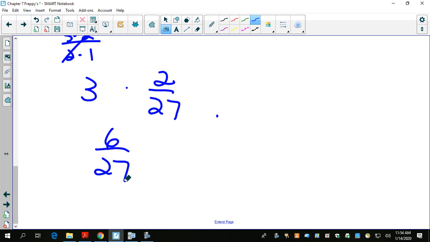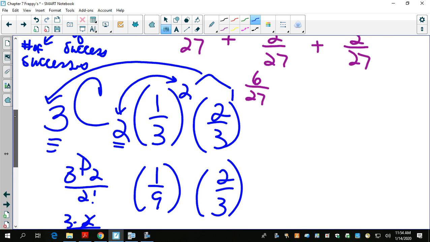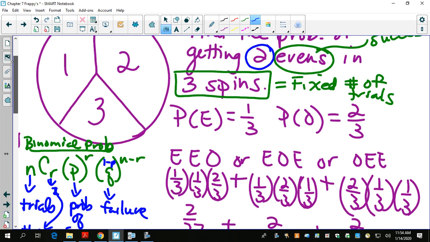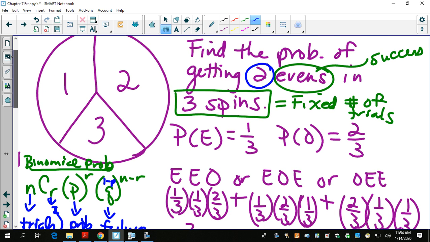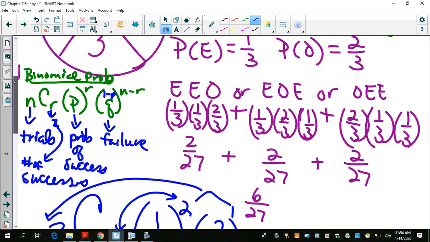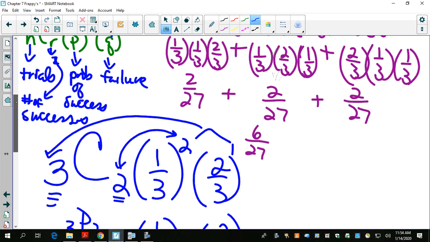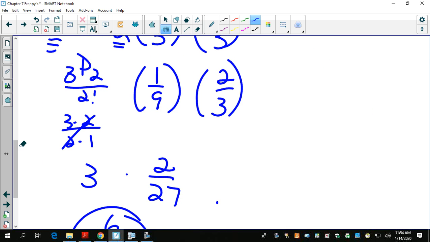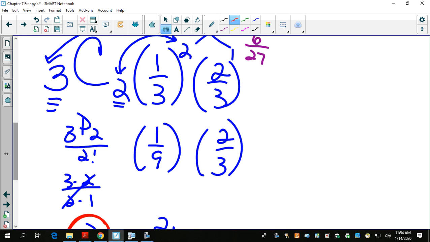over 27. Okay, so now, you see that the question that I just did, the way I did it in purple is how we first did probability. Now, this type of probability fits under the binomial probability because there's a fixed number of trials. So do you see what this 3 does in front and in the formula right here?